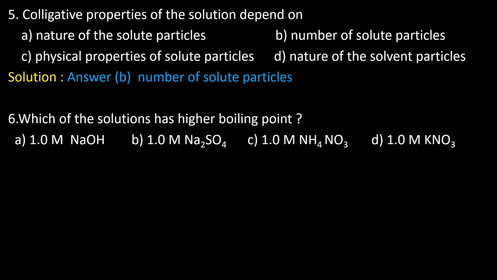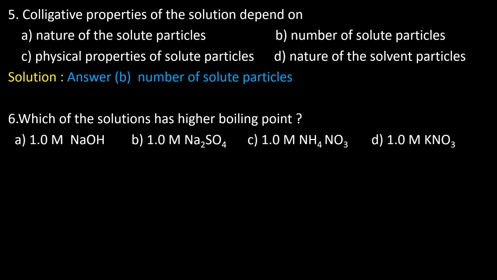So the boiling point depends upon the number of ions that is produced by each one of these solutions. If it is producing more number of ions or particles, then there will be a rise in the boiling point, and that solution will have the higher boiling point.